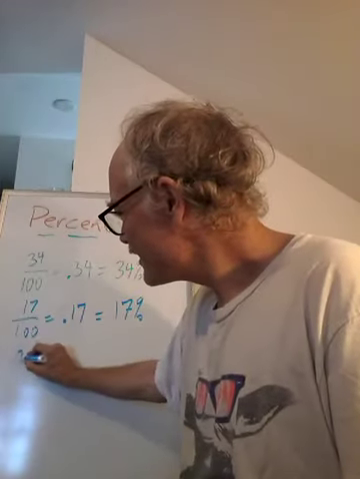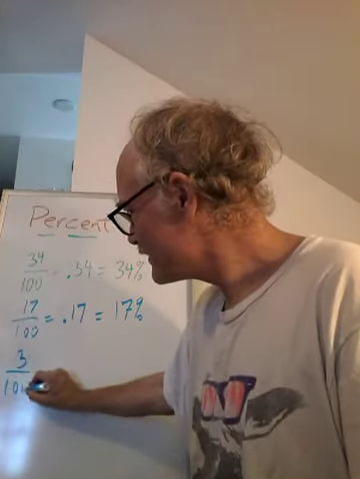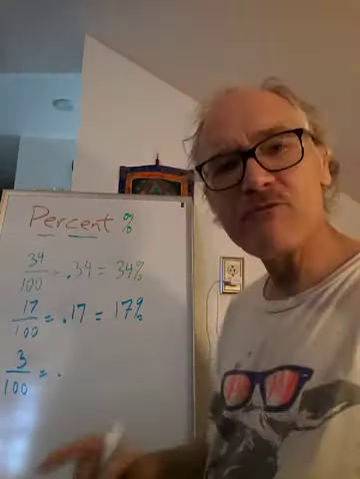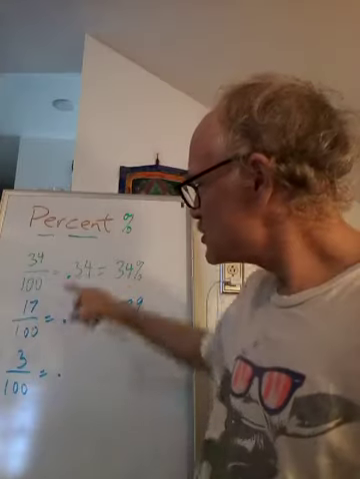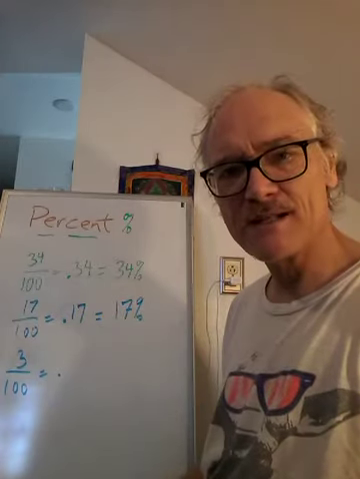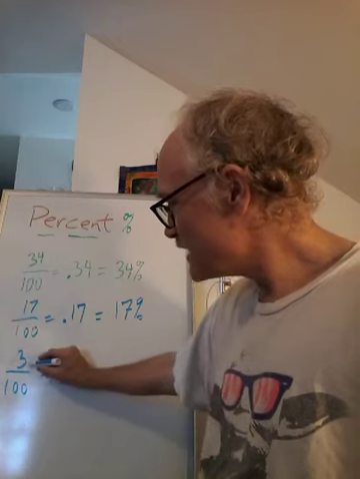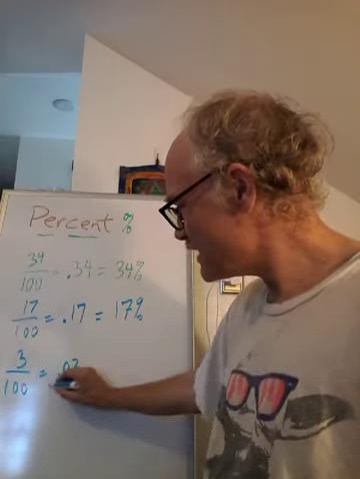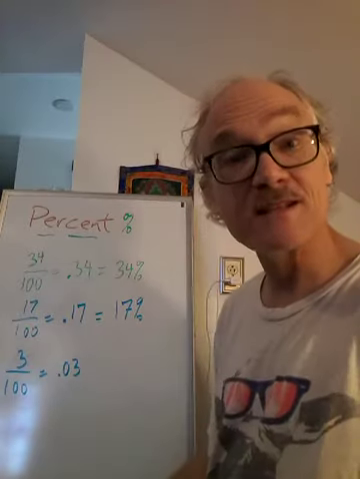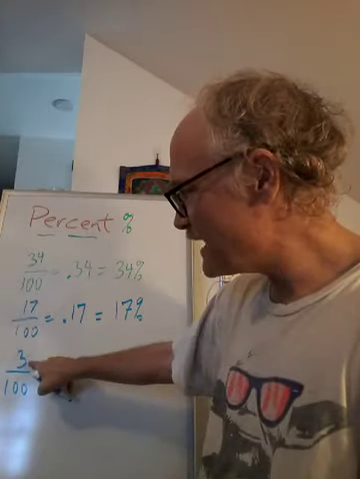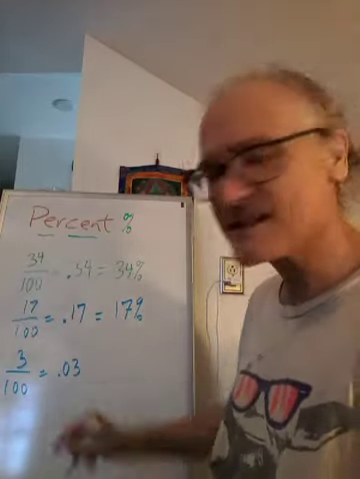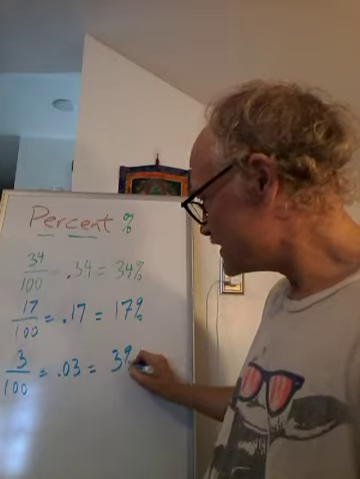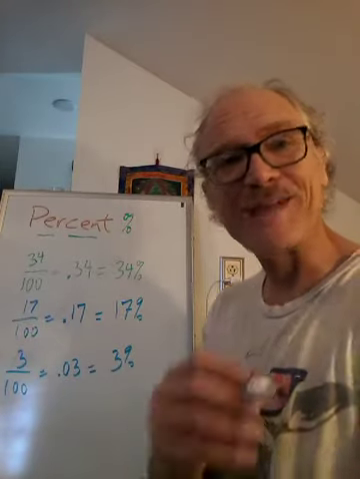Let's try a little tricky one. How about 3 out of 100? Well, when I move the place value here, I remember I have to have 2 spots behind that decimal, right? So I'm going to move this 2 spots. Oh, that means I'm going to have a 0.03. That's it. You could think 3 pennies out of 100 pennies. Well, that's going to be 3 cents. And we would call that 3%.